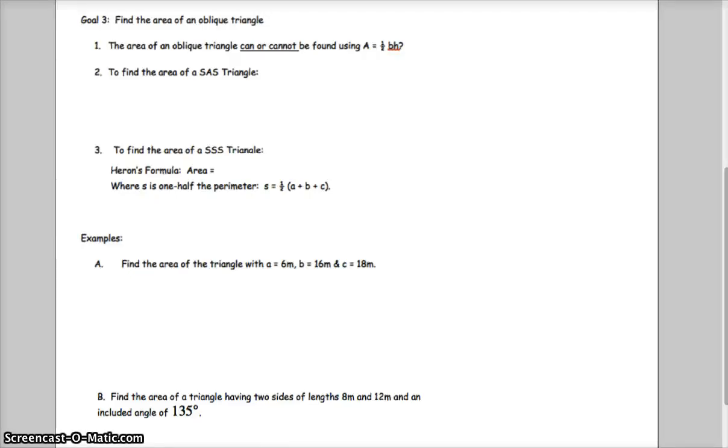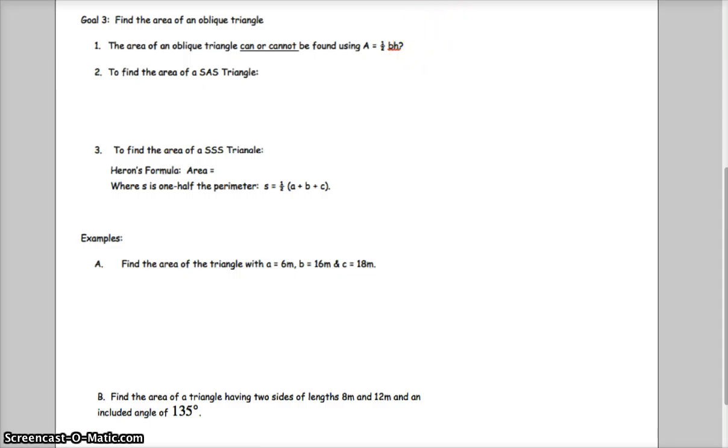Ladies, if you're in my Algebra 2 class, this is the topic on triangles 6, and we are looking at goal 3. We're going to learn today how to find the area of an oblique triangle. So let's start with this first question. The area of an oblique triangle can or cannot be found using area equals 1/2 base times height. To answer that question, we need to review the relationship between base and height of a triangle.